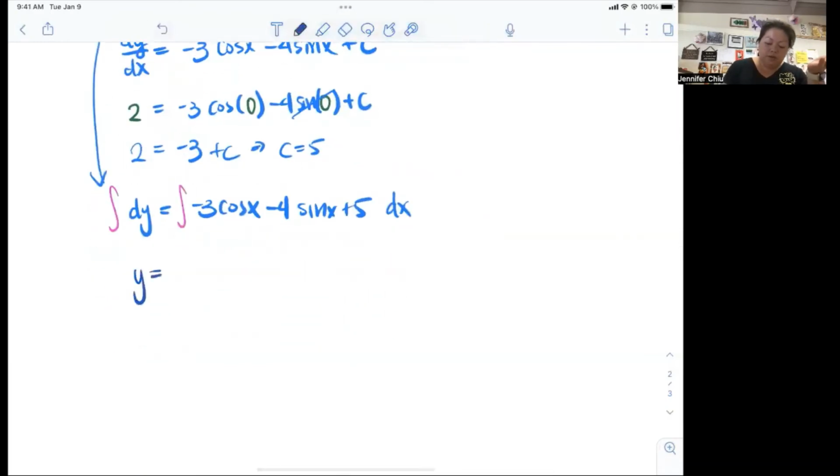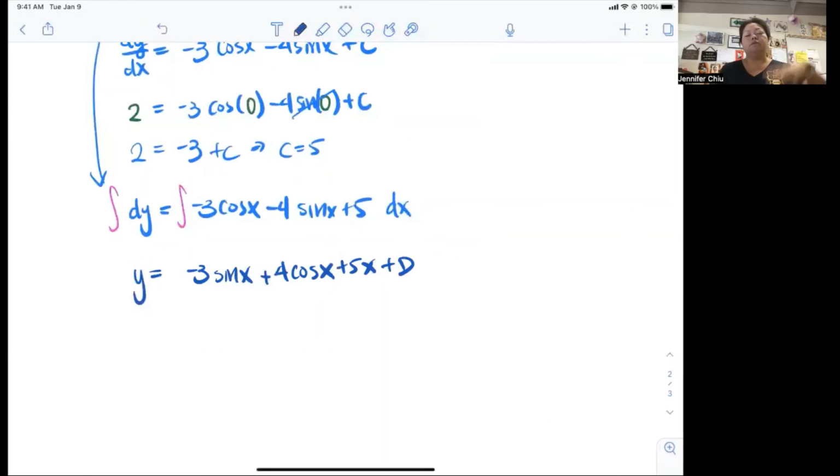So y equals negative 3, antiderivative of cosine is sine x, minus 4 cosine x, so plus 4 cosine x. Sorry, the antiderivative of sine x is negative cosine x, so we have a negative sine x here, hence it comes out as a positive cosine x, right? Plus 5x, and some books like to call this plus d, because they don't want you to confuse the c from before and the c from now. I don't have a preference. I usually just put plus c here, but I'm going to follow the book for now, okay?